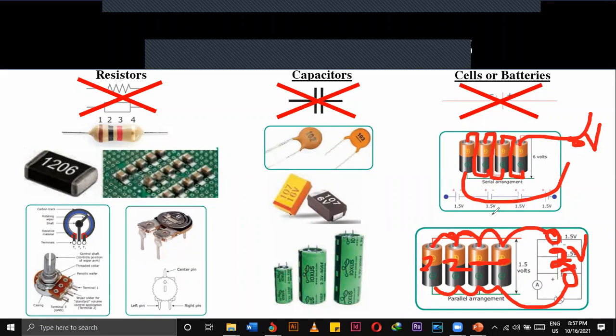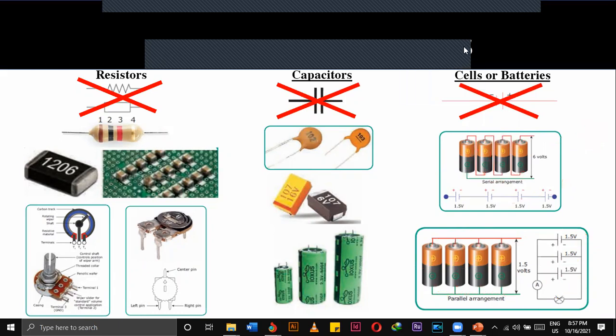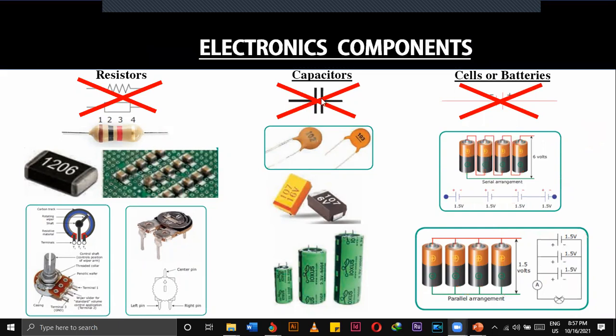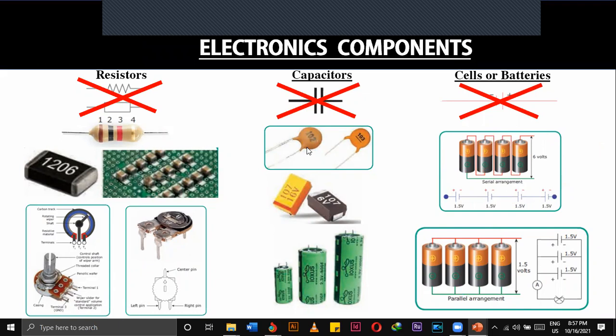But what is the difference between this and this? You can think that if we connect the batteries like this, the voltage will be added together. If we connect a circuit like this, the current will be added together, but the voltage will remain the same. We will learn about this one in our software session, so then you can practice and learn about these connections, series connections and parallel connections.